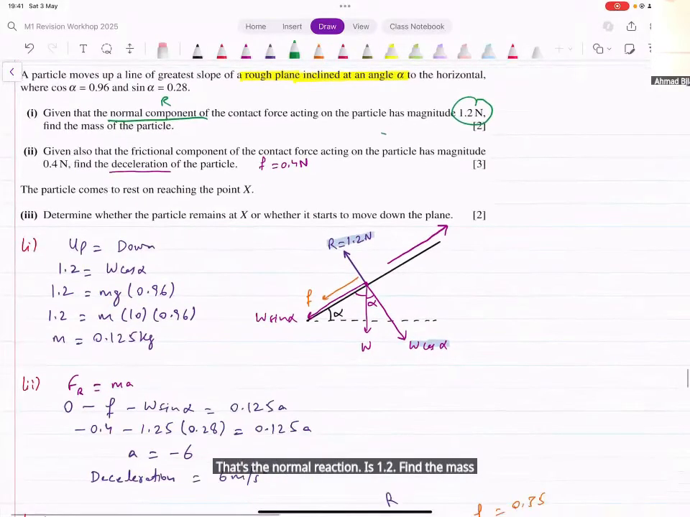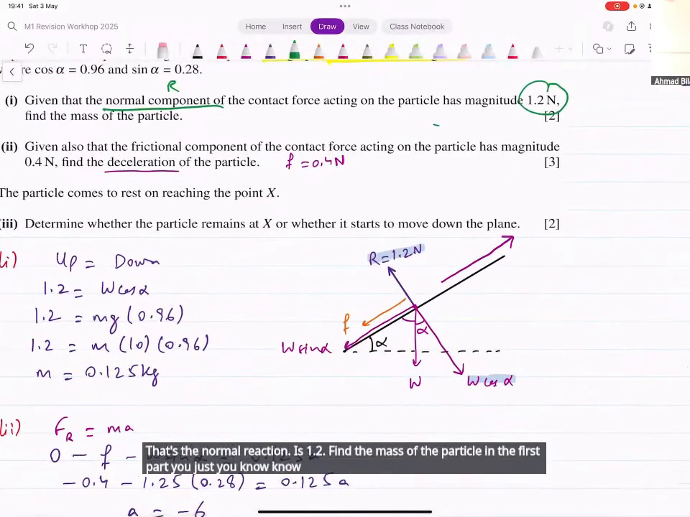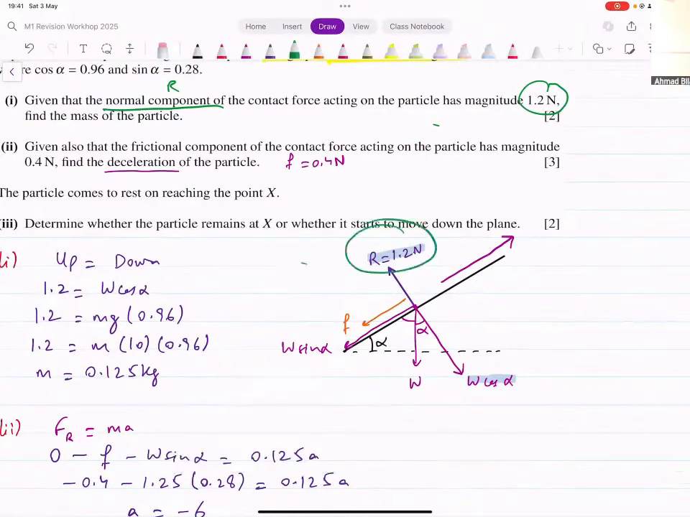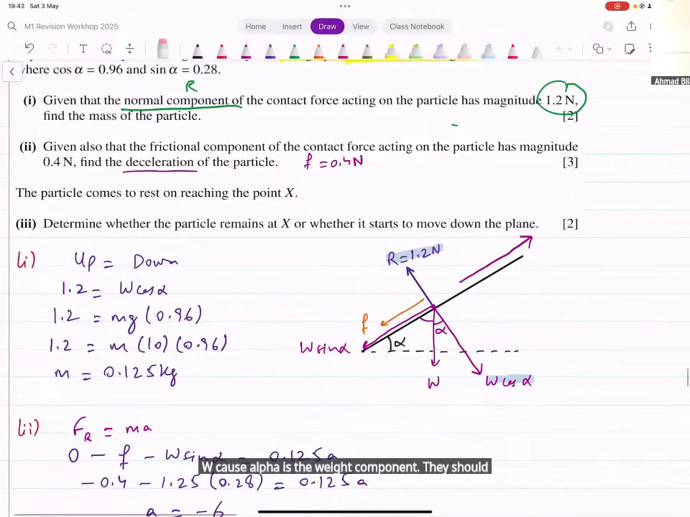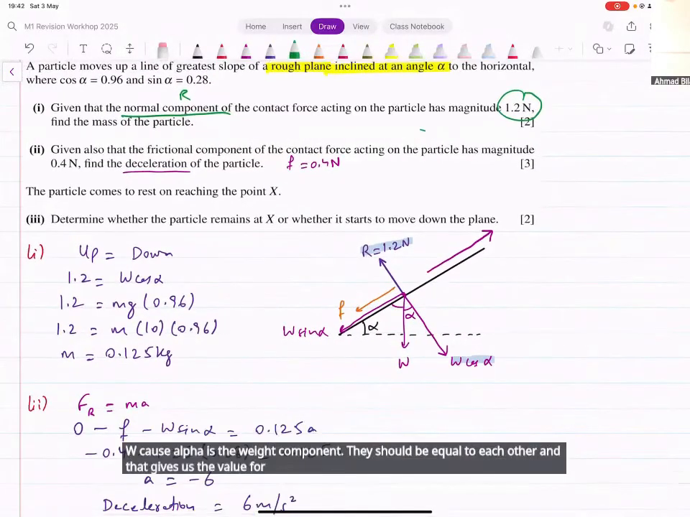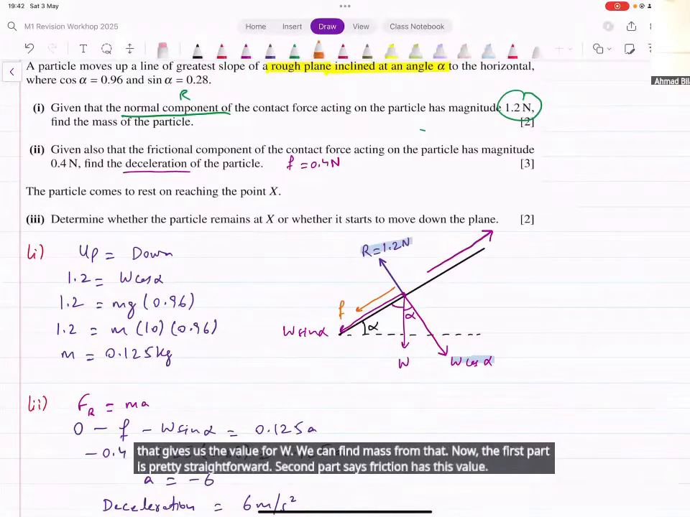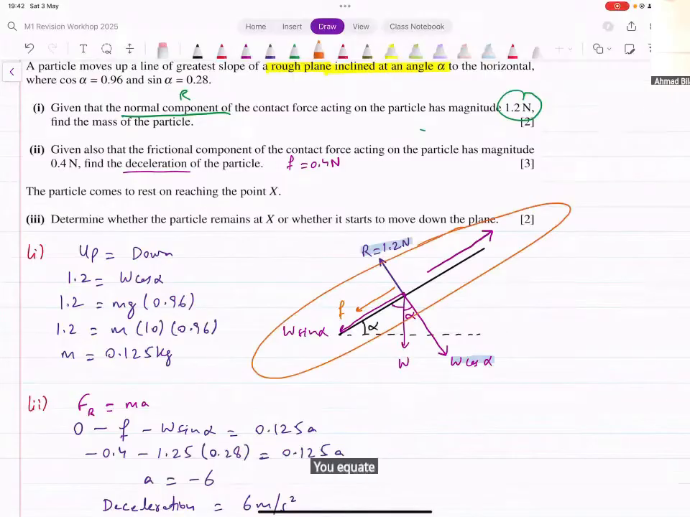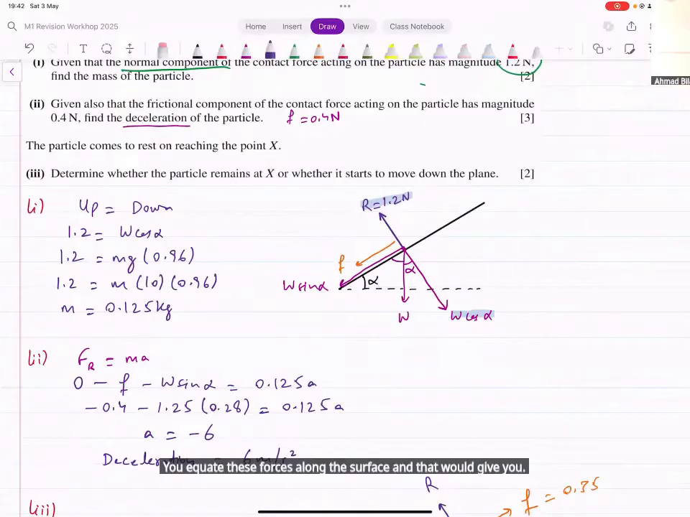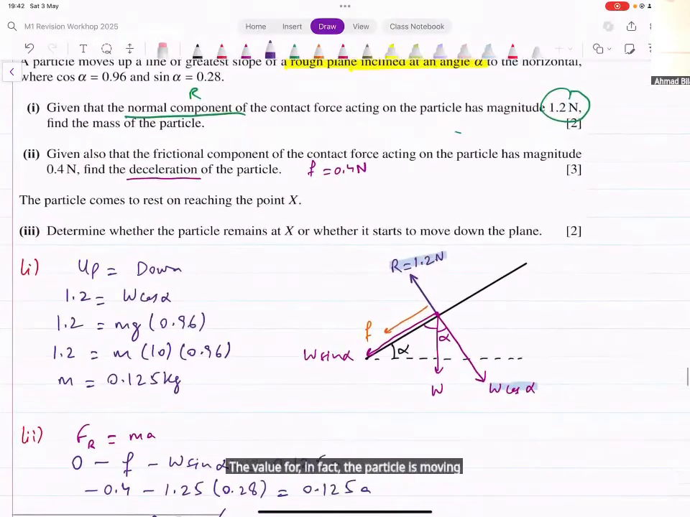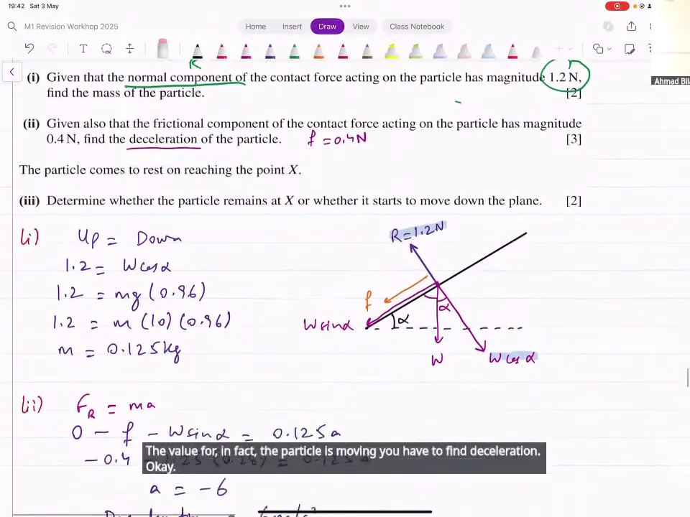In the first part, you just know that the normal component is 1.2. Then this R is 1.2. W cos alpha is the weight component. They should be equal to each other, and that gives us the value for W. We can find mass from that. The first part is pretty straightforward. The second part says friction has this value. You equate these forces along the surface, and that would give you the value for deceleration, since the particle is moving. Okay, just skip that. That's Newton's second law of motion.